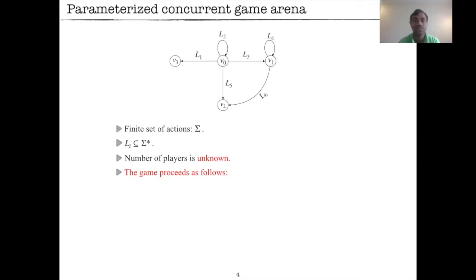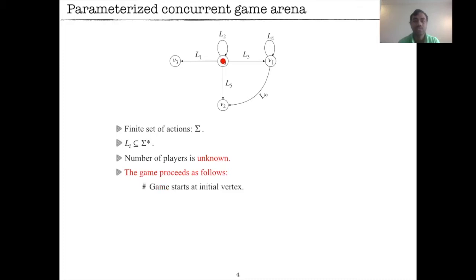In this work, we are interested in extending the two-player concurrent game in a parameterized setting, where the parameter is exactly the number of players. Here again as input we are given a graph and a finite set of actions sigma. Now the edges of the graph are labeled with languages of finite words over sigma. The number of players is unknown and the game proceeds as follows.